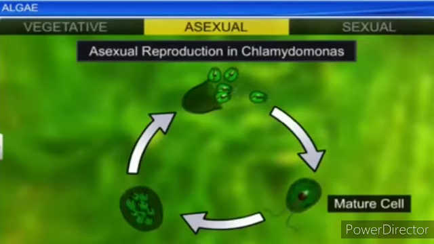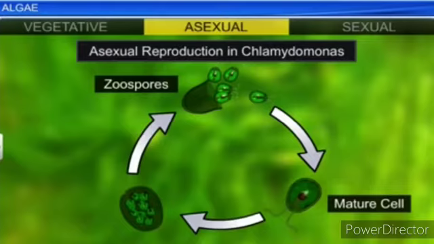Asexual reproduction is by the production of different types of spores. The most common are the zoospores. They are flagellated. Flagellate means flagella are present as the locomotory structure. So they are motile, and on germination they give rise to new plants. They will form a new plant.